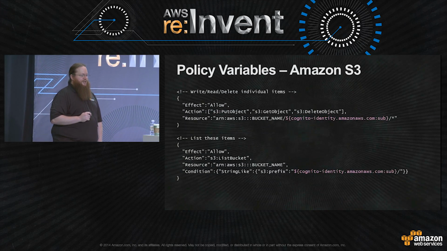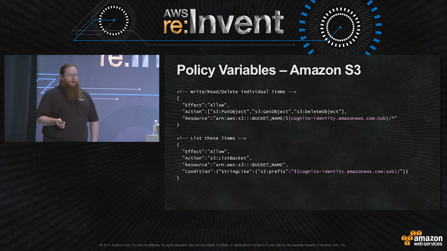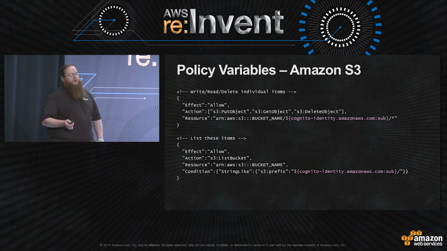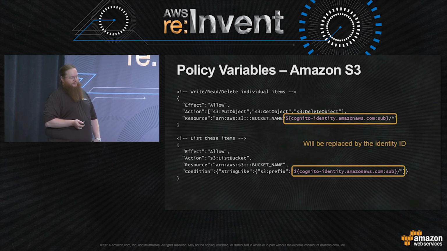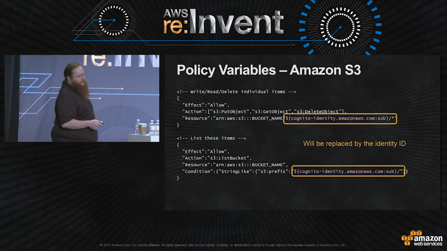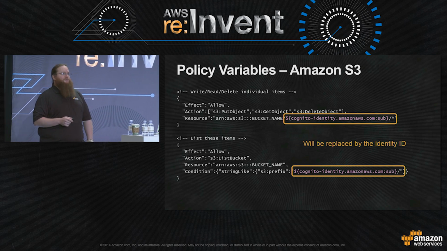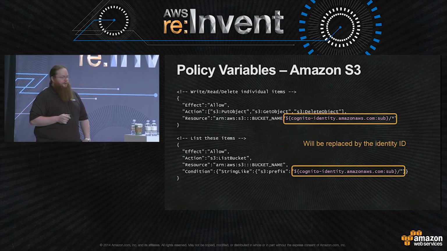So what you see here is an effective policy for S3. The top part would allow you to write, read, and delete. And the bottom part would allow you to list those files based on a prefix. And the magic part is this variable here, cognito-identity.amazonaws.com:sub. This will be replaced with the identity ID, which was that GUID that I was showing you after we got our credentials.